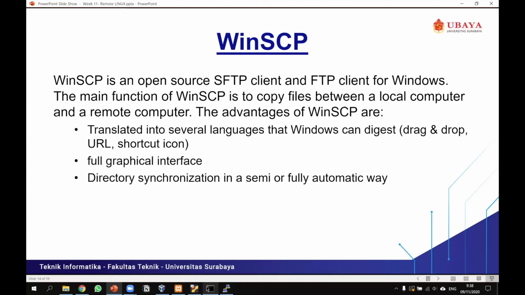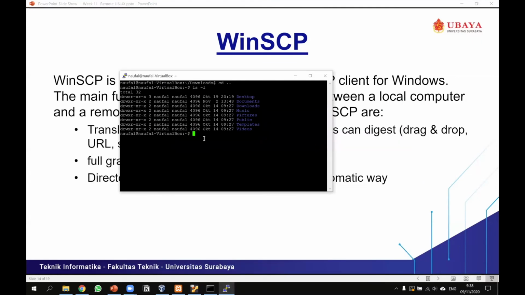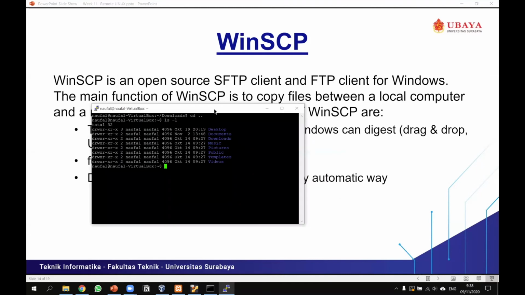So if we use the terminal, we can just do some commands from our terminal. But if you want to copy your files into your Linux operating system directly, maybe you want to copy from your Windows operating system into your Linux operating system, you can just use WinSCP. Because when we use WinSCP, we can just drag and drop from your Windows operating system directory into your Linux operating system directory.